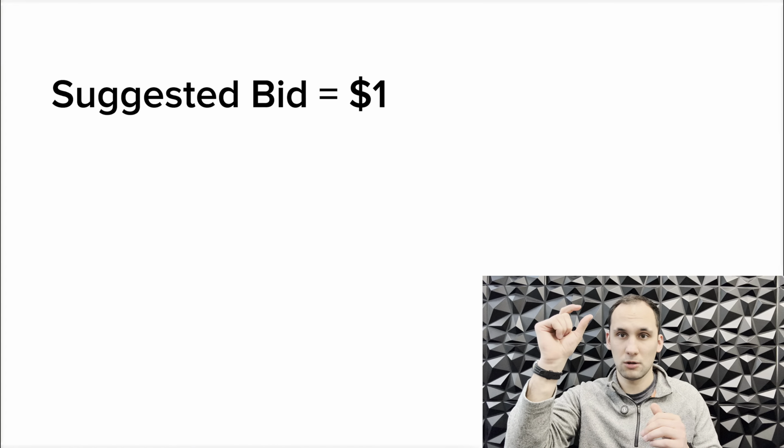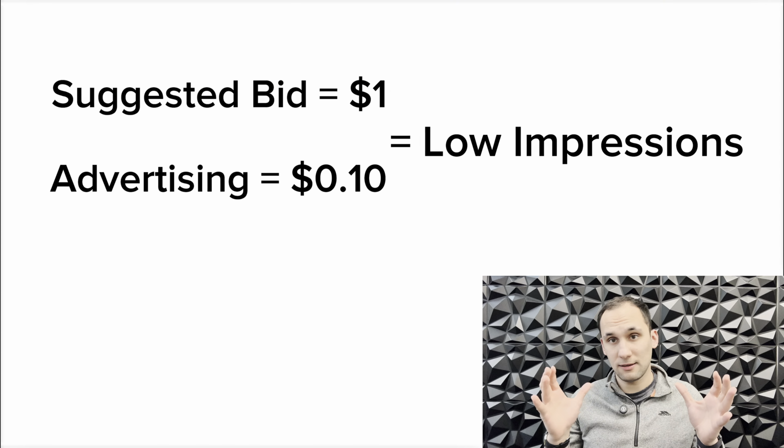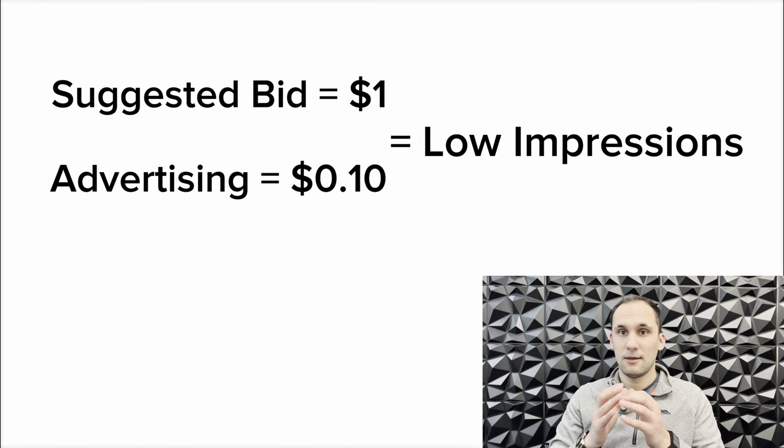So the general rule of thumb is the further away you are from the suggested bid, for example if the suggested bid is $1 and you're advertising at 10 cents, you're most likely not going to get a lot of impressions, let alone clicks. The closer you are to it, you will get more impressions and hopefully more clicks. The more aggressive you are, so if it's $1 and you go to $1.20, you get even more impressions. This is the general rule of thumb. The bigger the bid, the more results.